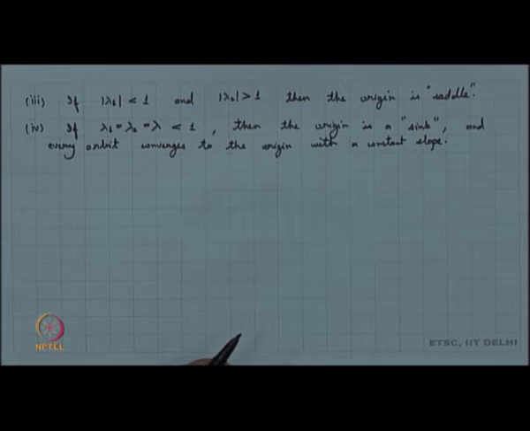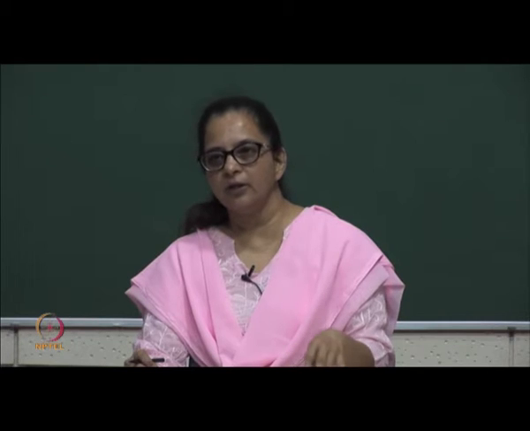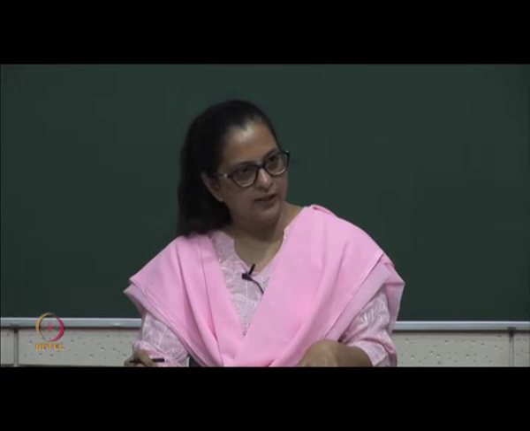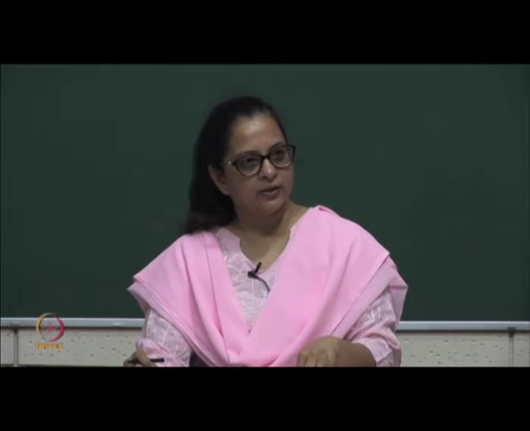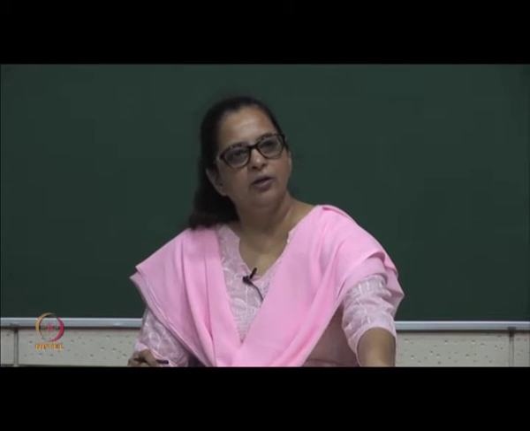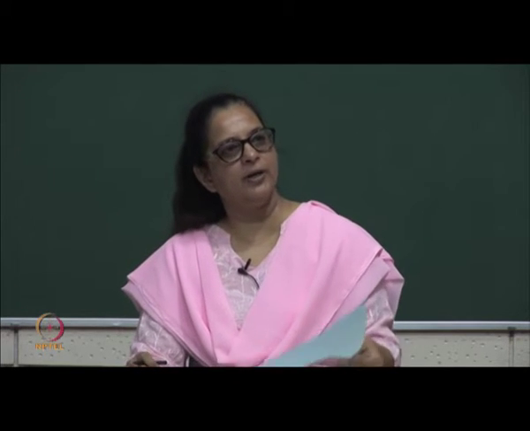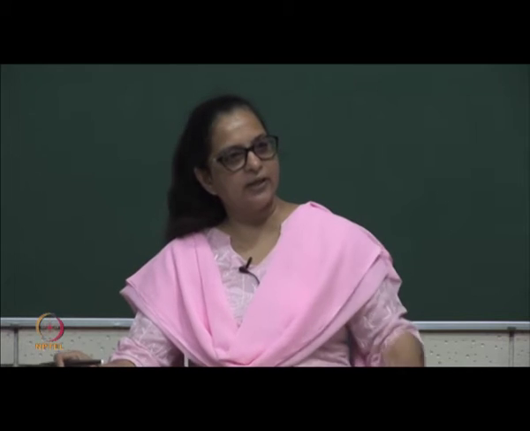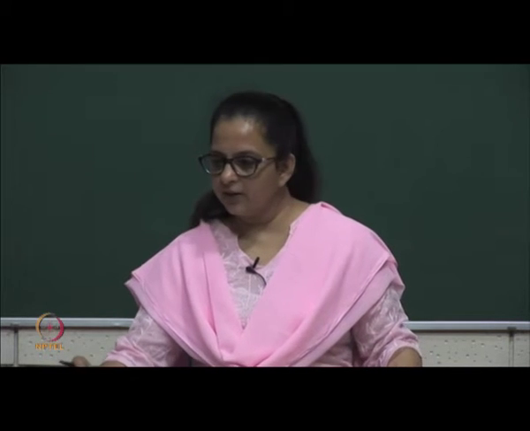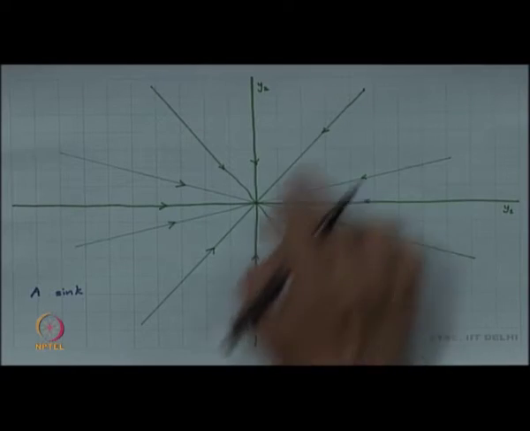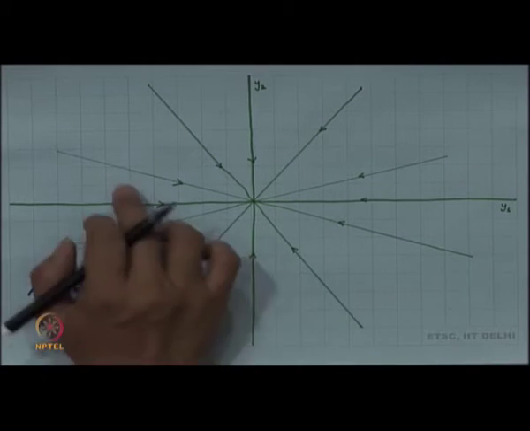But now what happens to both the eigenvectors? We know that both the eigenvectors have the same eigenvalue, so they are both contracting equally. Since they are equally contracting, if you start with any orbit at any place, it will be converging to the origin, but it is going to converge to the origin with a constant slope. So, everything converges to the origin with a constant slope.